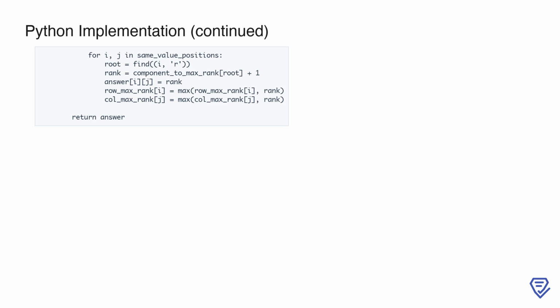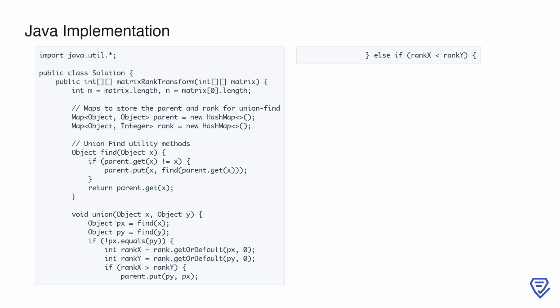Once all values have been processed, the answer matrix, which now contains the rank transformation of the original matrix, is returned as the final result. Here, we begin by defining the solution in Java. The function matrix rank transform takes a 2D array, matrix, as input. We first determine the dimensions of the matrix, storing the number of rows in M and the number of columns in N. To implement the union-find algorithm, we create two maps, parent to track the parent of each element and rank to track the rank or depth of each set. These maps will help us efficiently manage the connected components of the matrix.